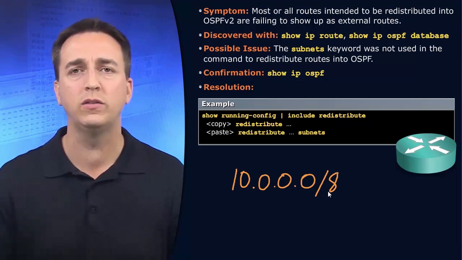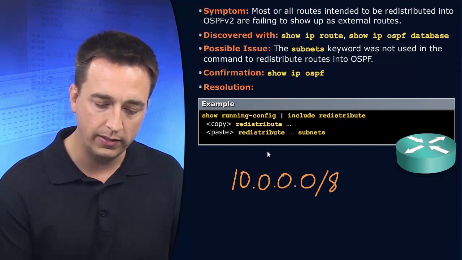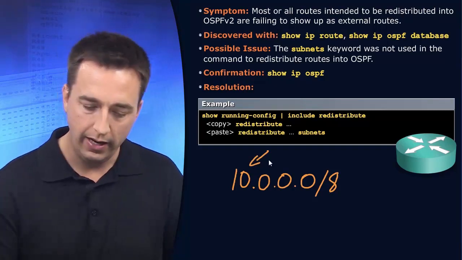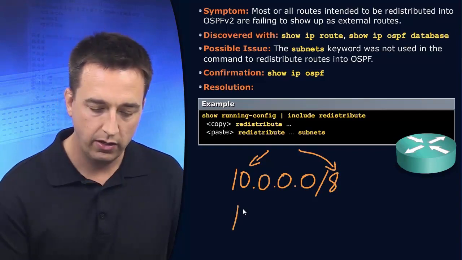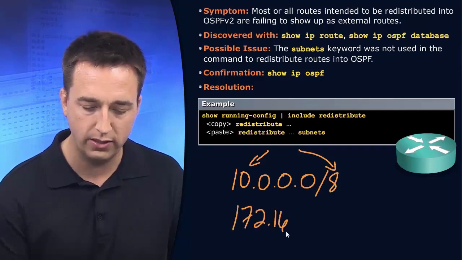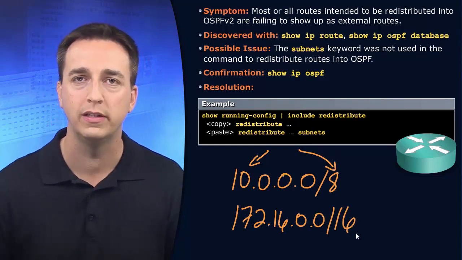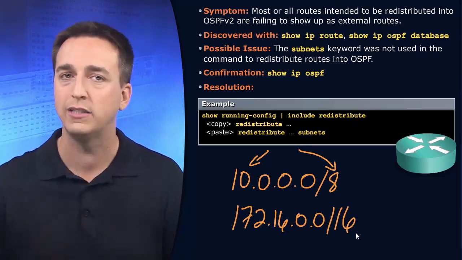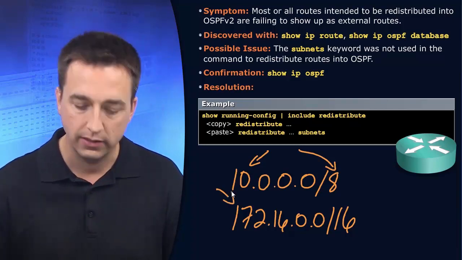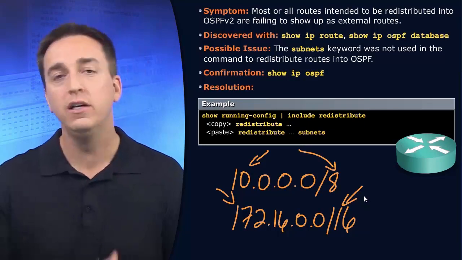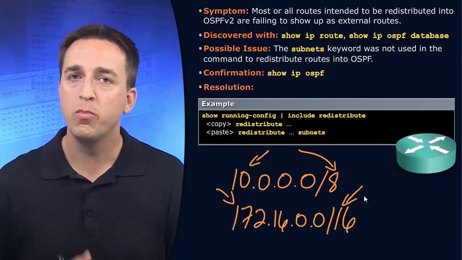Is that a classful or classless network? It's classful because this is a Class A address and this is a Class A default subnet mask. What is 172.16.0.0/16? Is that classful or classless? Again, it's a classful address because this is a Class B address and this is a Class B default subnet mask.